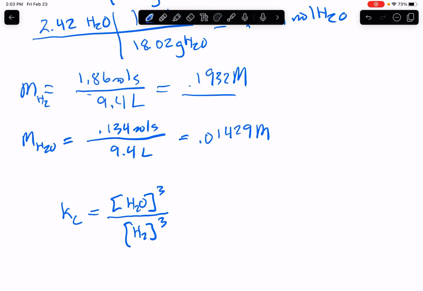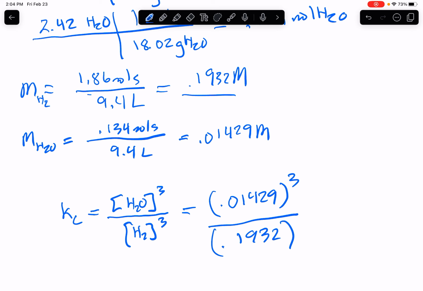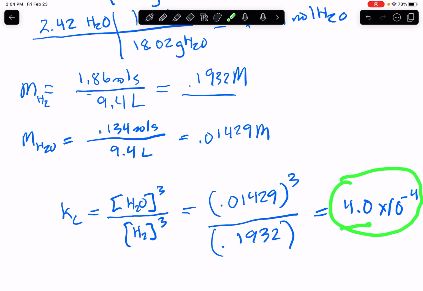So I'm going to do it right beside it, and I'm going to write in here 0.01429, and all that's going to be cubed all over 0.1932. And again, I'm leaving out the units here because whenever we're solving for our Ks, we don't have to put our units in. And when we do that, it's going to equal 4.0 times 10 to the negative 4. This right here is our final answer. And if you note here, we've used the 2 significant figures they're asking for. So our Kc has been solved.